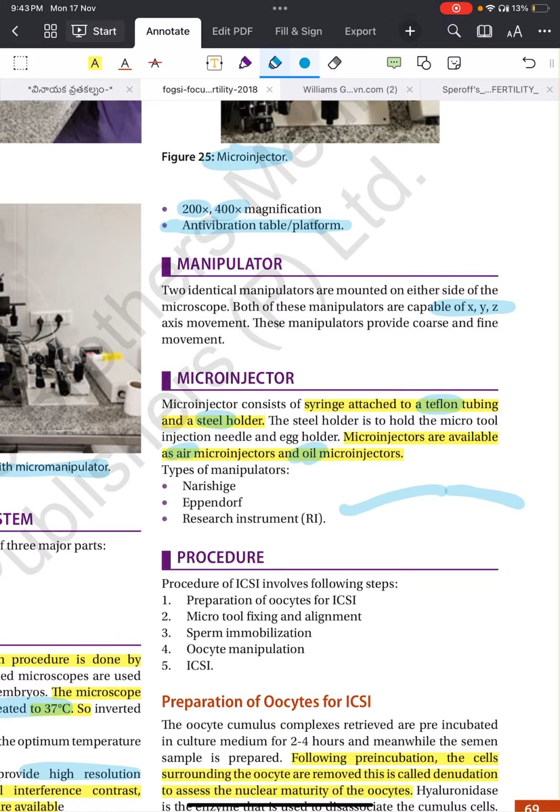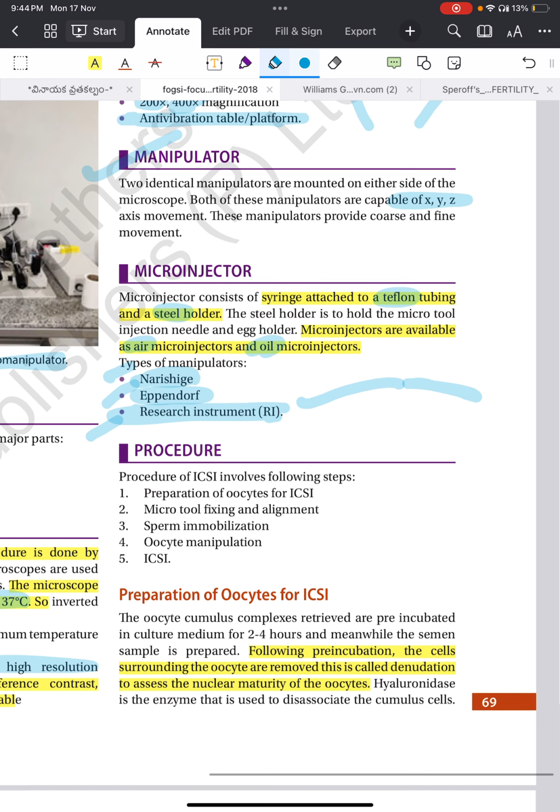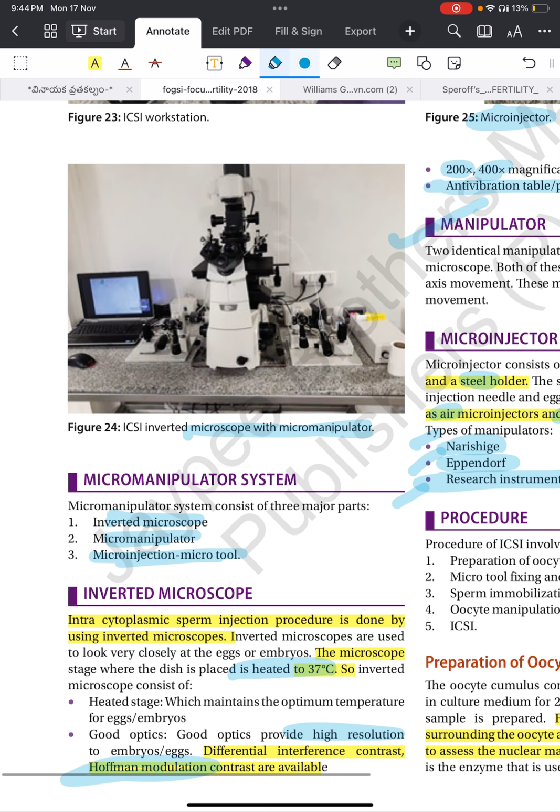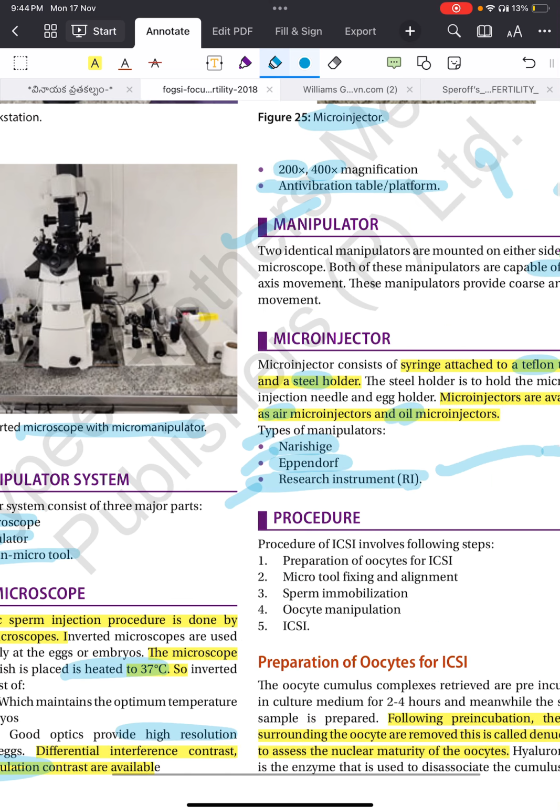There are different types of manipulators: Narishige, Eppendorf, and Research Instruments. These are the different types of manipulators. A very important expected question is the micro manipulator system parts: inverted microscope, micro manipulator, and micro injection micro tool.